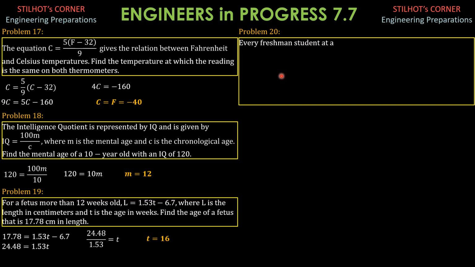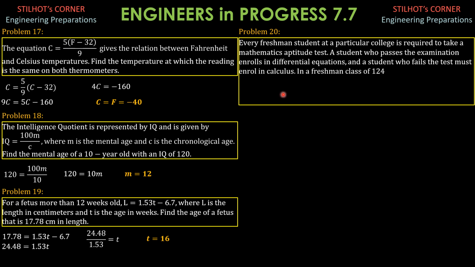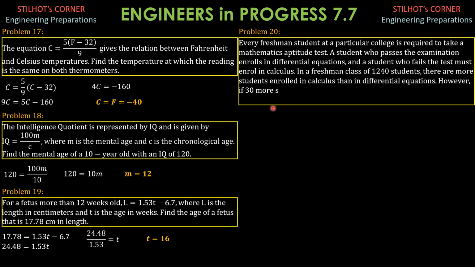Problem 20: every freshman student at a particular college is required to take a mathematics aptitude test. A student who passes the examination enrolls in differential equations, and a student who fails the test must enroll in calculus. In a freshman class of 1,240 students, there are more students enrolled in calculus than in differential equations. So, meaning to say, many students failed than passed the aptitude test. However, if 30 more students had passed the test, each course would have the same enrollment. How many students are taking each course?